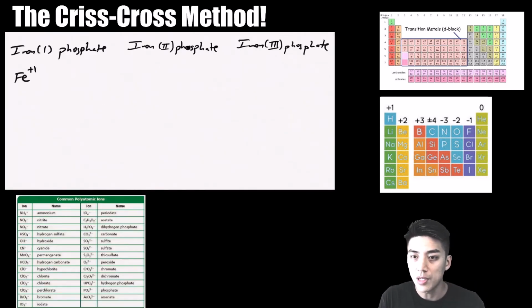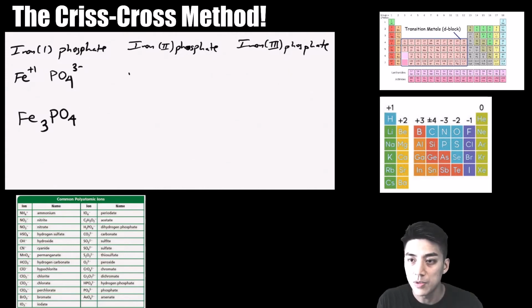So iron is +1. Phosphate, because it ends in -ate, is going to be on that chart. The formula is PO4. The charge is -3. And now you just crisscross the charge. So you've got Fe3PO4, and that's correct. Let's move on.